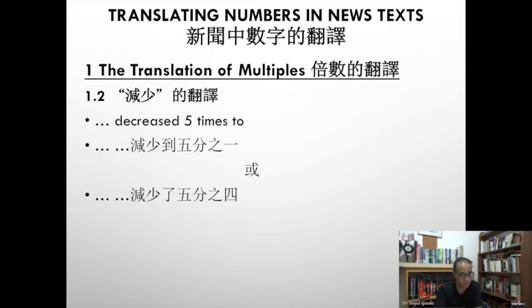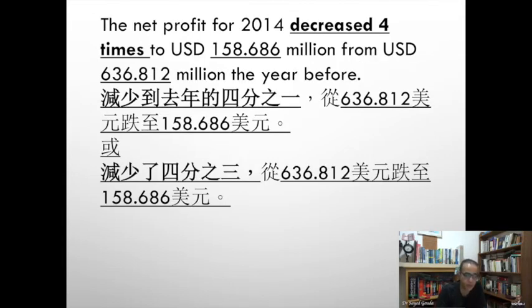For example, this sentence: the net profit for 2014 decreased 4 times to $158.686 million from $636.812 million the year before. So it should be 减少到去年的1/4 or 减少了3/4.